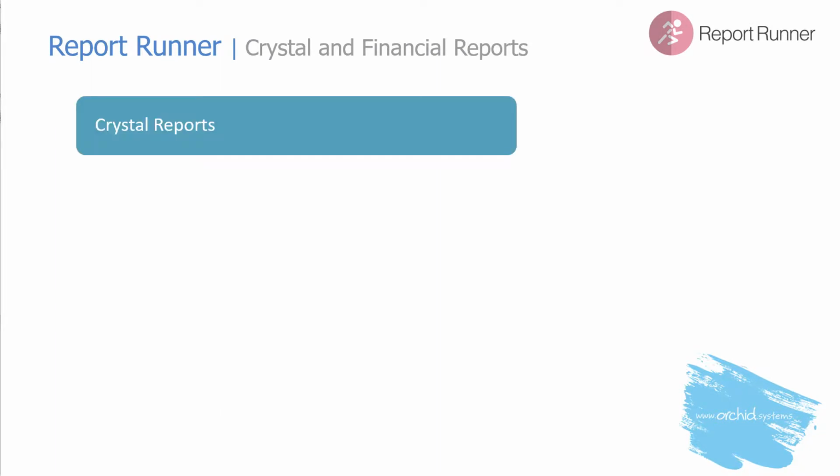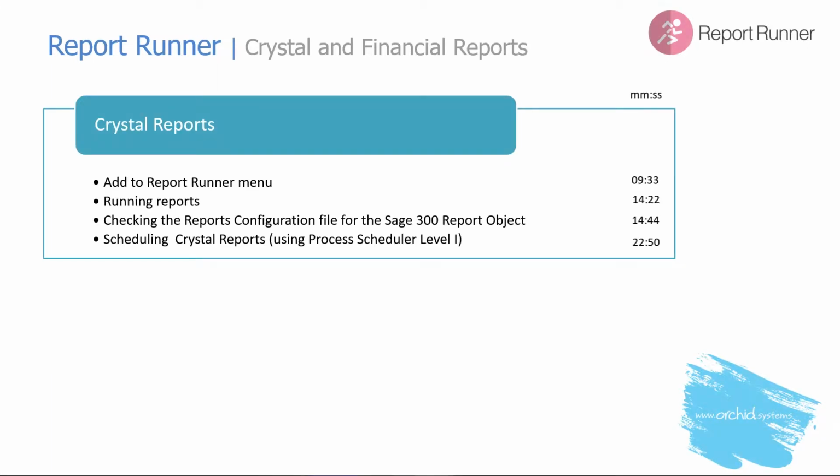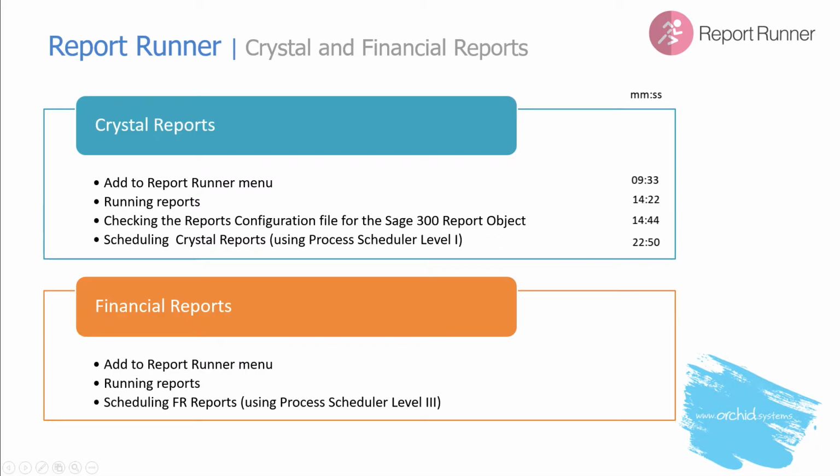We're now going to go and configure Crystal and financial reports. First, we'll configure Crystal reports. We'll add reports to the Report Runner menu. We'll see how to run the reports. We'll check how the reports configuration file for the Sage 300 report object is built and maintained. And we'll see how to schedule those reports if we're using Process Scheduler. And then we'll do the same for financial reports. We'll add to the report menu. We'll see how to run the reports, and we'll see how to schedule the FR reports if using Process Scheduler.